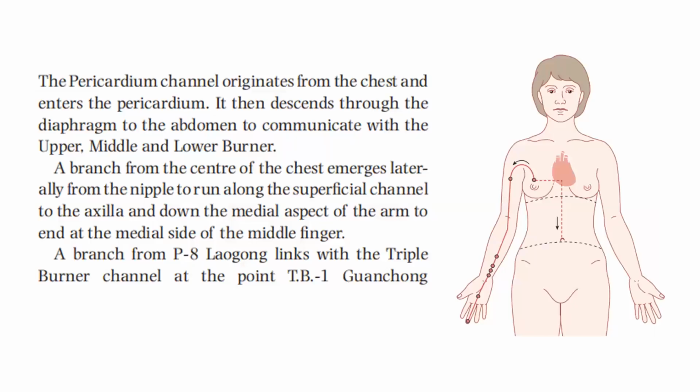The pericardium channel originates from the chest and enters the pericardium. It then descends through the diaphragm to the abdomen to communicate with the upper, middle, and lower burner. A branch from the center of the chest emerges laterally from the nipple to run along the superficial channel to the axilla and down the medial aspect of the arm to end at the medial side of the middle finger. A branch from P8, Laogong, links with the triple burner channel at the point TB1, Guanchong.